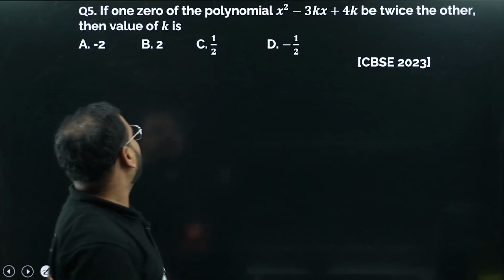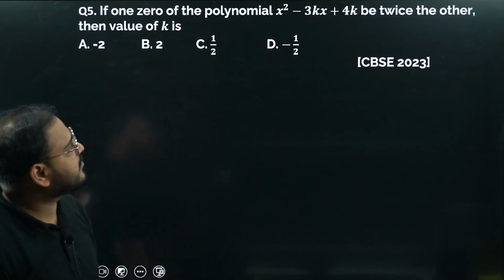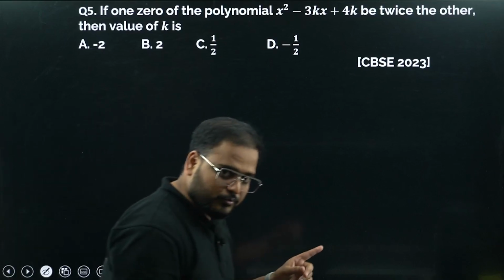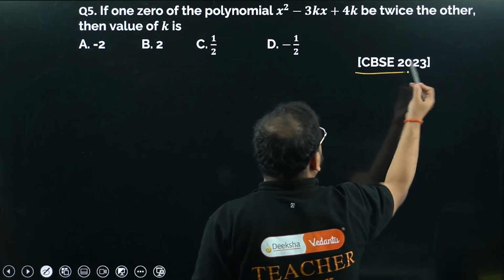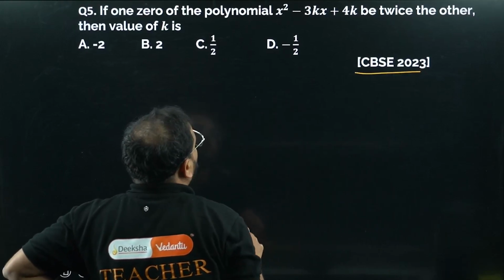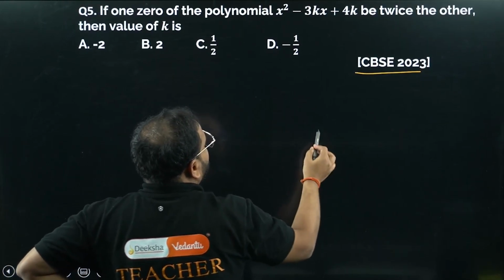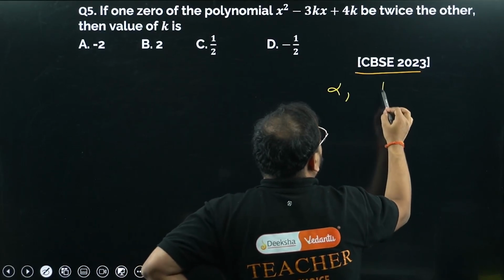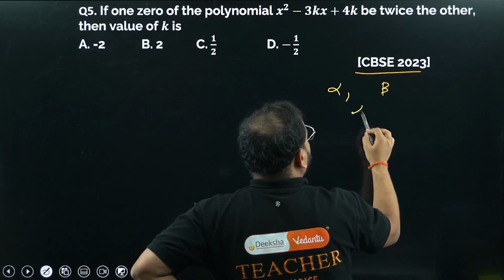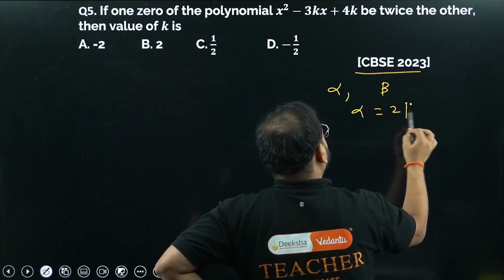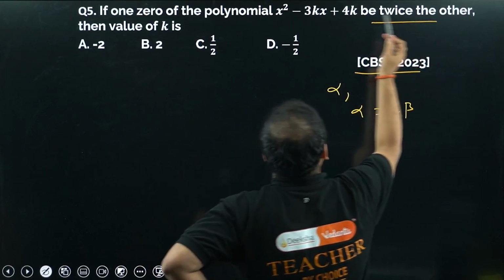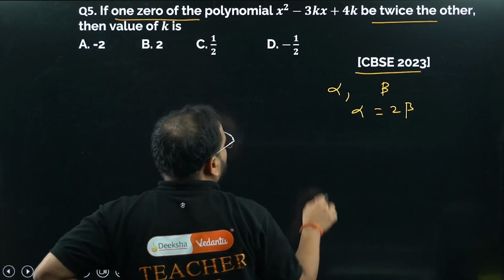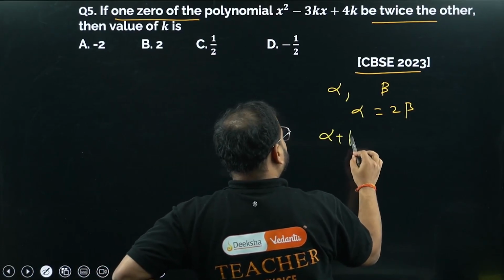Of course. If one zero of the polynomial x square minus 3kx plus 4k be twice the other. Okay, I've done this question also. 2023 paper. Please check. Okay. All right. So let's say one of them is alpha, and beta is the other one, and they're saying that alpha is 2 times of beta, correct? One of the zeros is twice the other. Then how can I write this sum? Alpha plus beta will be what equal to?